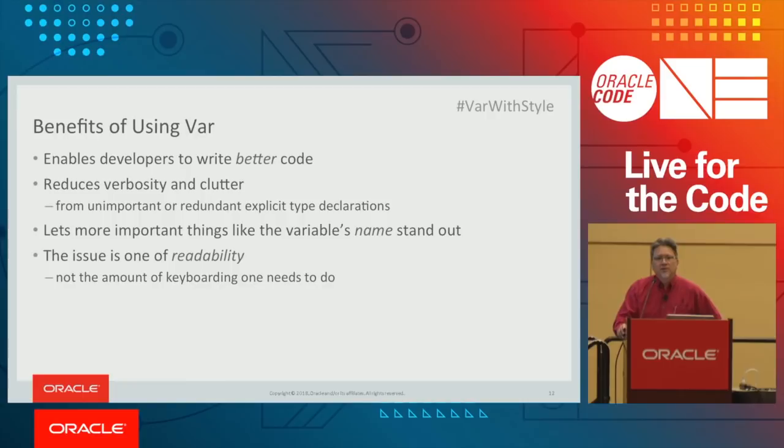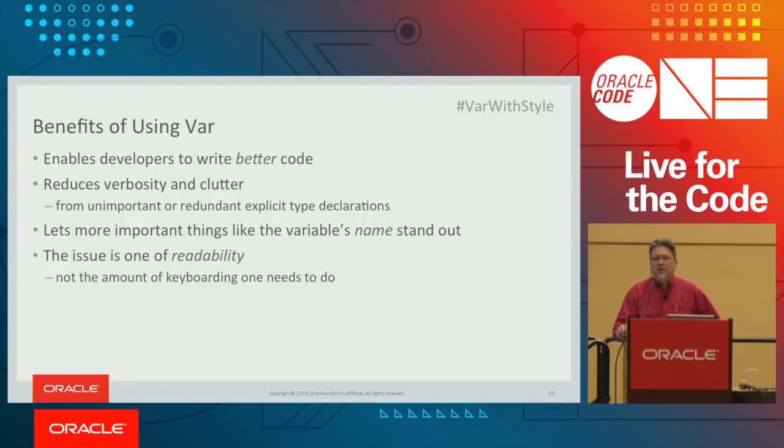But there's another thing too. It's a little subtle. It's not just about reducing redundancy. When you're declaring a variable, what are the important parts of that? Well, maybe the type, of course, is important because Java is a statically typed system, and you need to think about what type that is. But the type is sometimes not the most important thing.